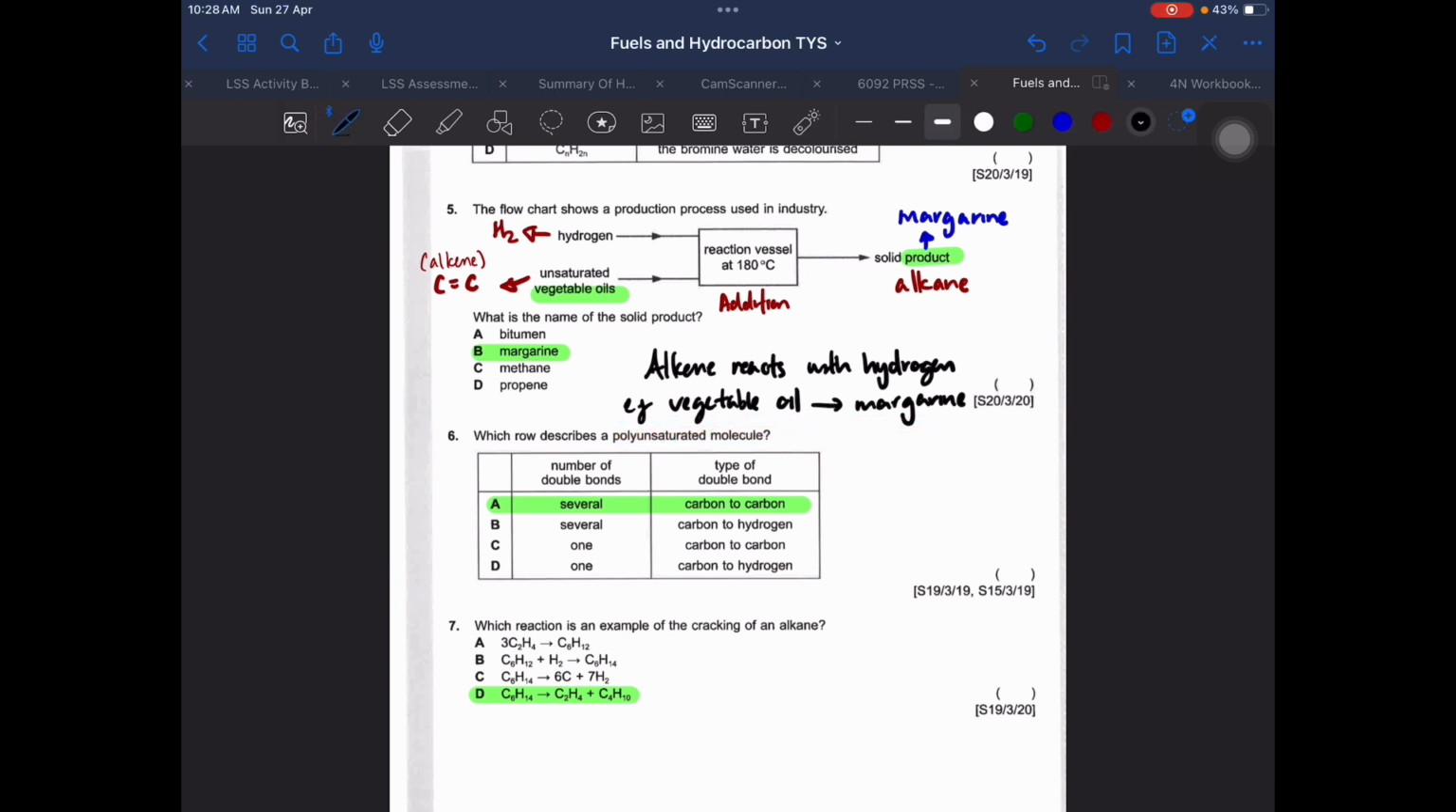Next question, which one shows a polyunsaturated molecule? Now students, you'll recall that unsaturated means that there must be CC double bond. Poly means that there must be many.